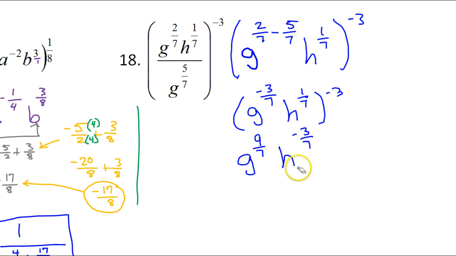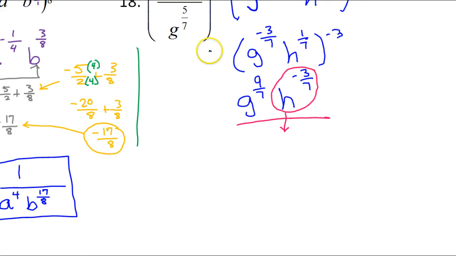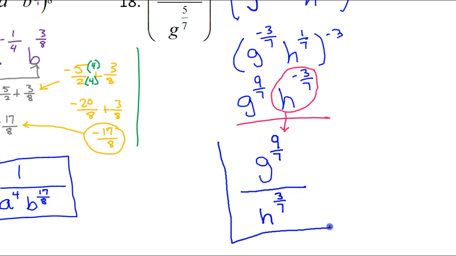Now, of course, anything with a negative exponent is on the wrong side of the fraction. So this expression right here, the h, is on the wrong side of the invisible fraction. So I'm going to have to drop it down. And that's why my final answer is going to be g to the 9 over 7 power over h to the 3 over 7 power, because I had to drop it down. So this is the final answer for number 18.